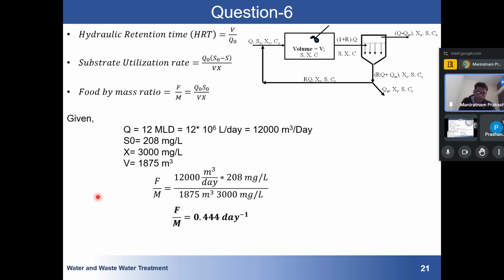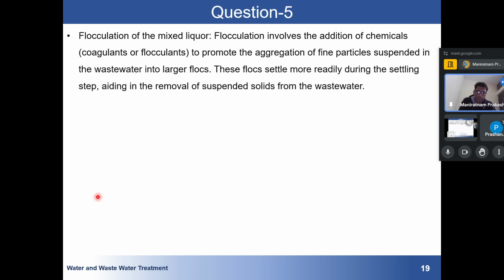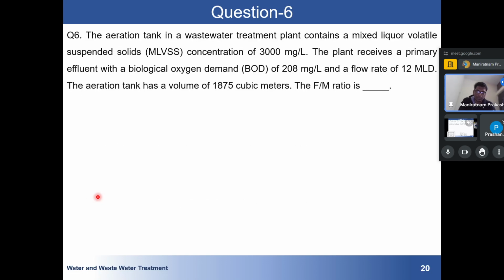MLSS. Remember this thing. Here we have talked about volatile solids. Remove this volatile part. Generally, all the organic matter is volatile in nature, all the organic matter contains carbon, so that's why we use volatile. But generally, I think about 80% is volatile.